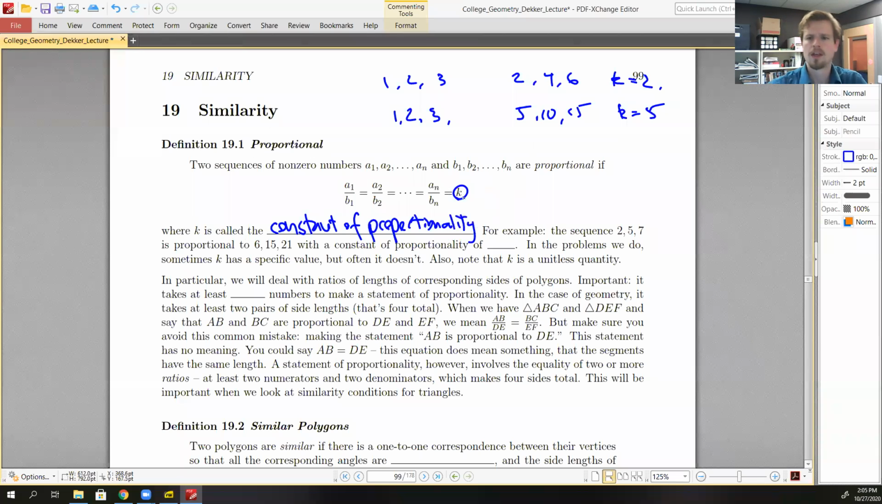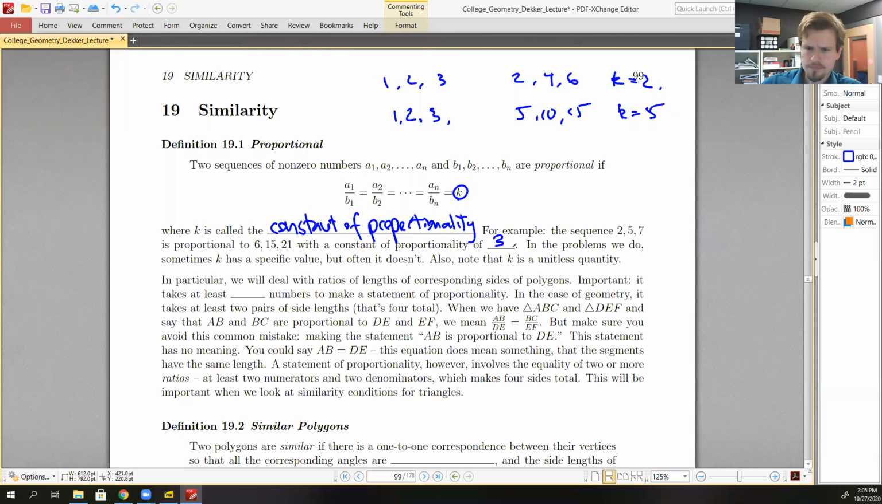Excellent. So here's a couple of examples. Of course, another example would be 2, 5, 7 and 6, 15, 21. This sequence is proportional to that one with a constant of proportionality of 3. And it doesn't matter. In both of these cases, we're taking the second number and dividing it by the first, whereas the definition says it has to be the first divided by the second. It doesn't matter at all.